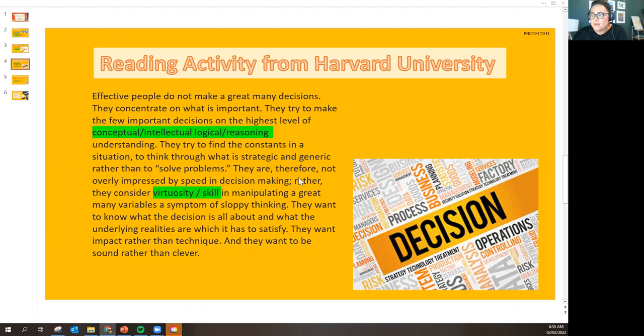Some people think, you know, they're not impressed. The word impressed here, look at this word, overly impressed. They're not overly impressed. Means they're not happy about it. So not overly impressed means not happy. So they're not happy or excited about the speed, how fast you make a decision. Rather, see the word rather, like, hey, look at it from this perspective, look at it from this side. Rather, they consider the skill in making a good decision.